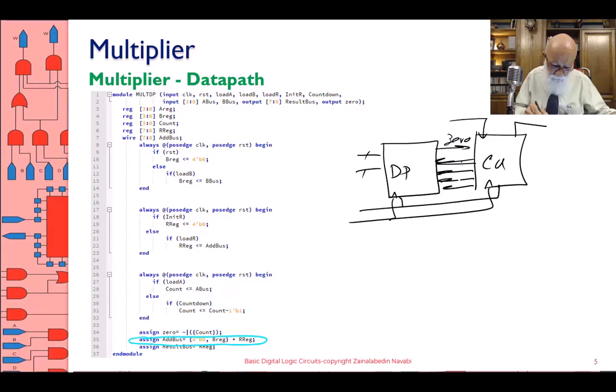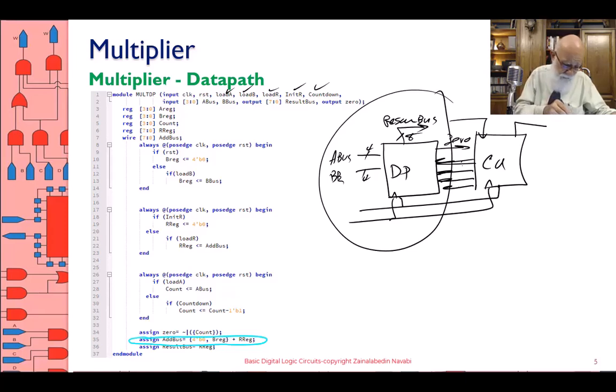And 1, 2, 3, 4, 5. 1, 2, 3, 4, 5. Signals from the control unit to this. This is the A bus. This is the B bus. And then finally I have the output, which is called result bus, which is an 8-bit. Okay, now I'm focusing on this, which is this.